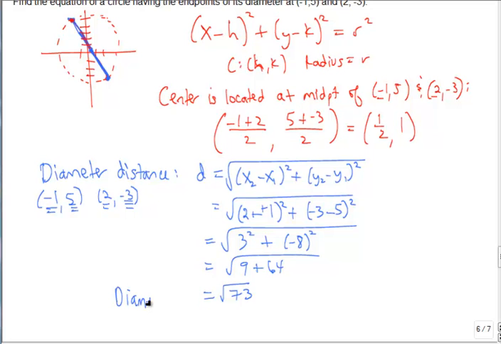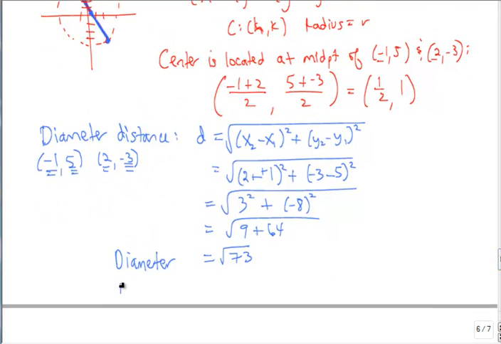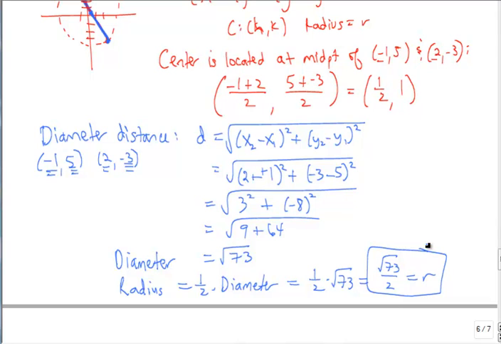So how do we get the radius from that? Well, remember that radius is equal to 1/2 of the diameter. So this is going to be 1/2 times the square root of 73, or I like to write that as the square root of 73 over 2. And that's going to be our radius r. So now if we try to put everything together into the equation of our circle, we now know our radius, and up here was our center.